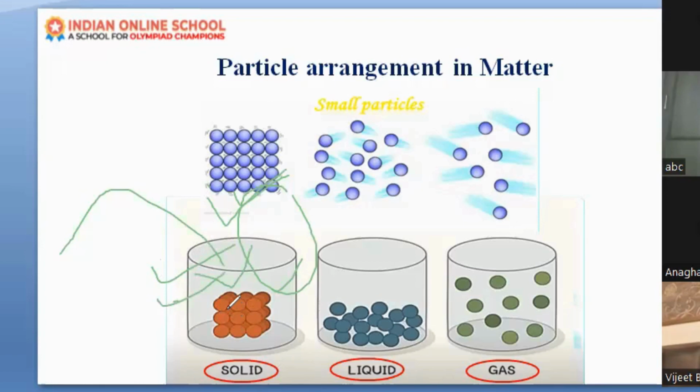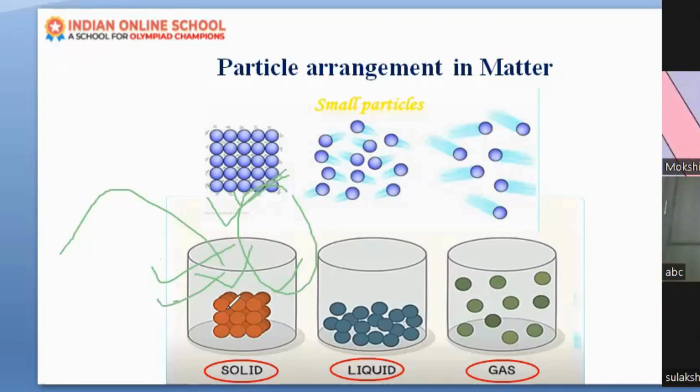Why? What is the reason? Who will tell me? Ma'am, because the solid molecules are tightly packed. Exactly, perfect answer. That is why the structure of a solid is rigid. Though the molecules are tightly packed to each other, irrespective of the container, their structure is rigid, very hard. It doesn't make any difference where you put that particular matter.